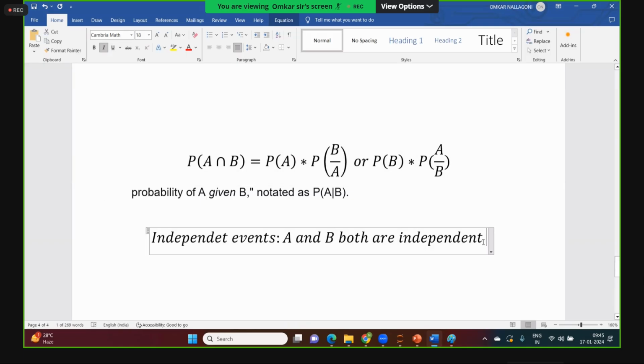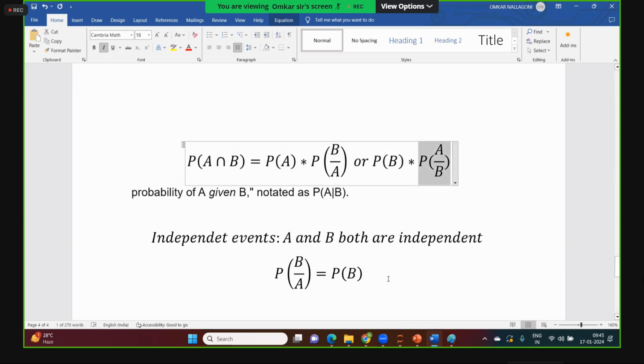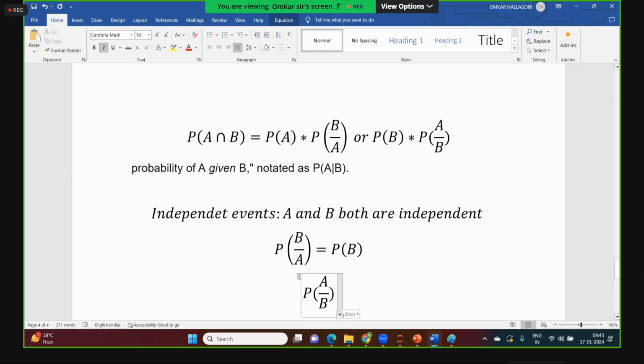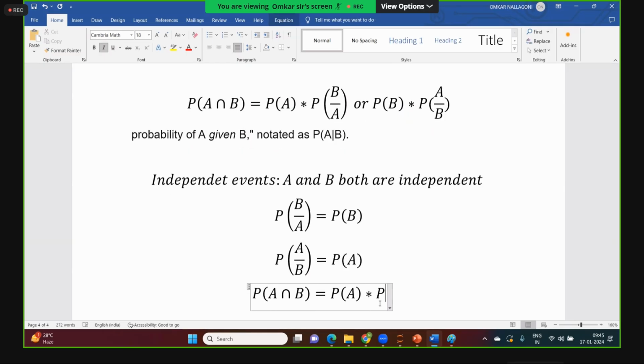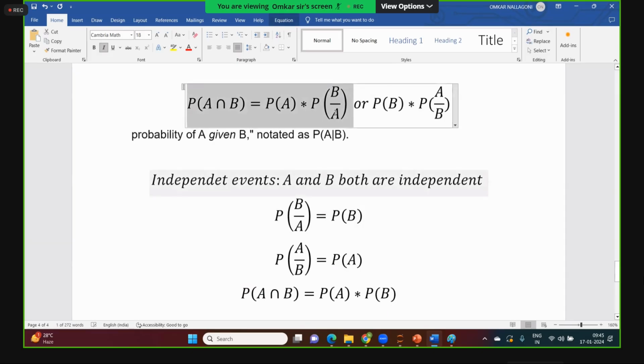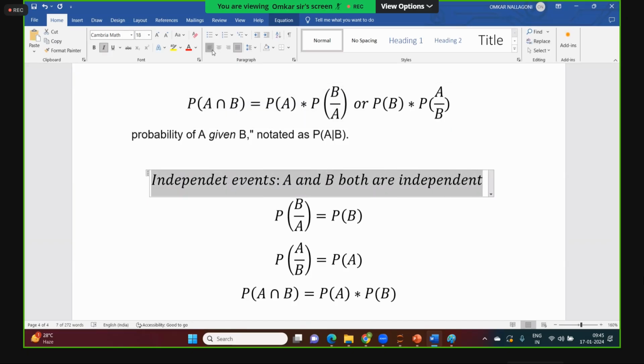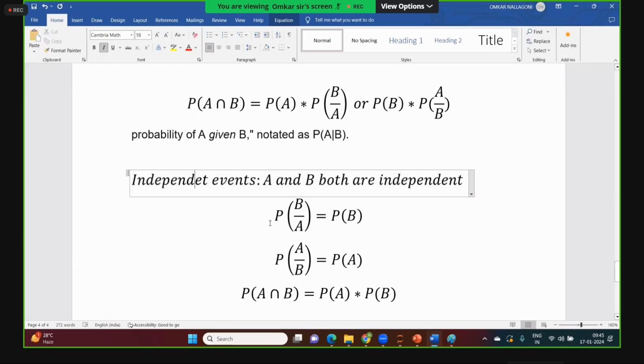Then P of B by A becomes, so it definitely does not depend, right? B is not dependent on A. So this becomes P of B only. Similarly, P of A by B becomes P of A only. Then your formula will be changed. So this is a special case. Originally this is the formula, but when you provide the independent event special case, then it becomes P of A into P of B.